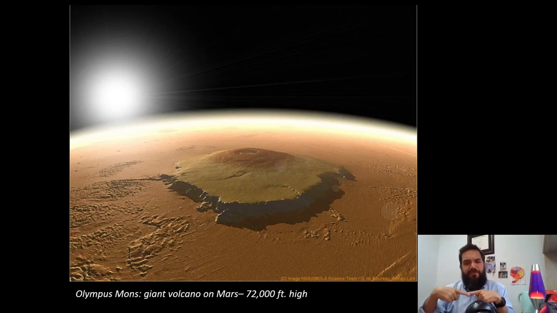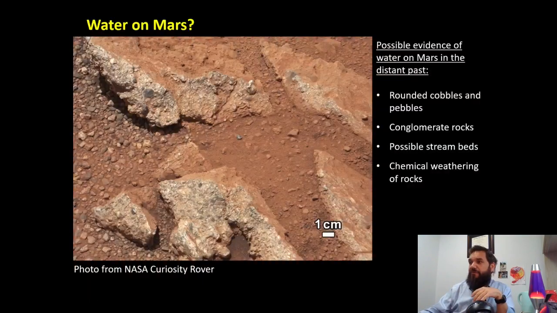This used to be an active planet, used to have a lot of plate tectonics on it. We think that it used to have abundant free-flowing water. We have a lot of evidence that there was abundant free-flowing water at some point in Mars's history. However, that water has frozen.